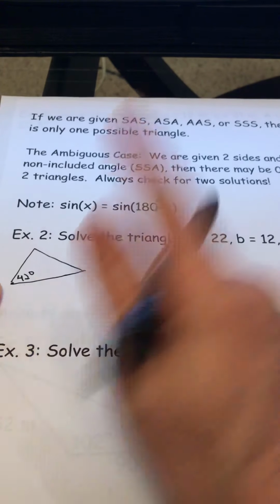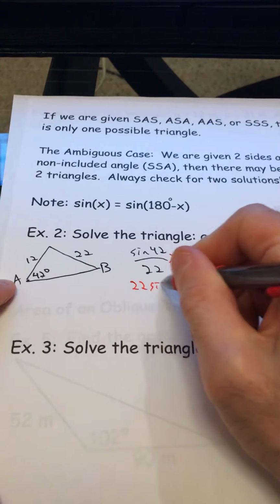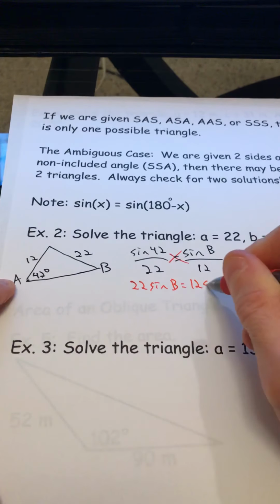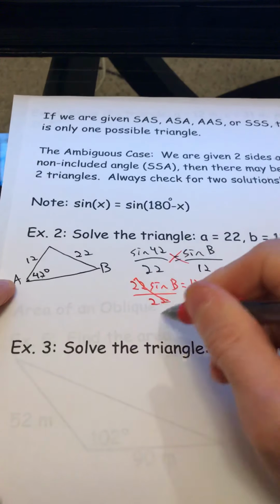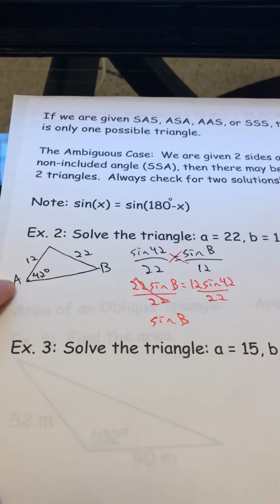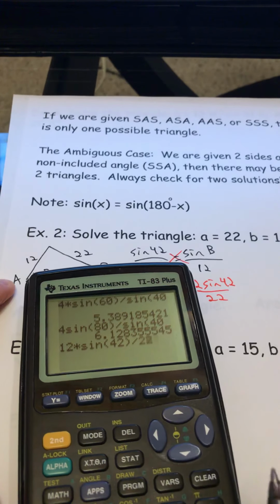Now, as far as setting this one up to solve, well, sine of 42 over 22, so that's sine of A over A equals the sine of B over 12. And again, I am going to cross multiply and divide. So when I take 12 times sine 42, again close your parenthesis, divided by 22.